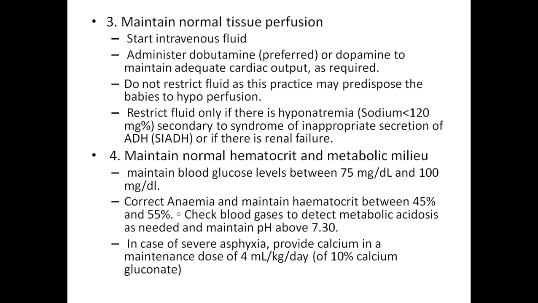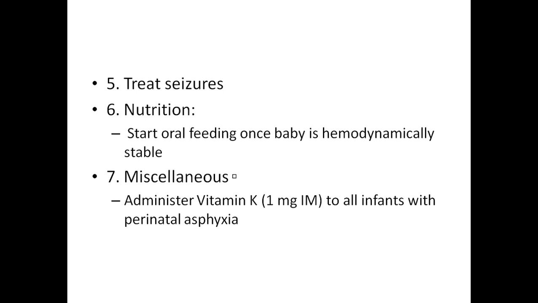Maintain blood glucose levels between 75 and 100 mg per deciliter. Correct anemia and maintain the hematocrit between 45% to 55%. Check blood gas, detect metabolic acidosis as needed and maintain pH above 7.3. In case of severe asphyxia, provide calcium at a maintenance dose of 4 ml per kg body weight. Treat seizures. For nutrition, start oral feeding once the baby is hemodynamically stable. Miscellaneous: administer vitamin K 1 mg per kg to all babies with perinatal asphyxia.